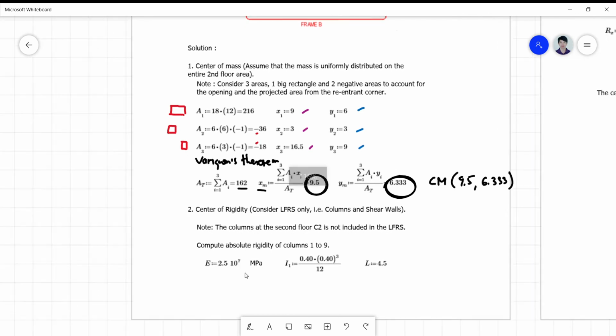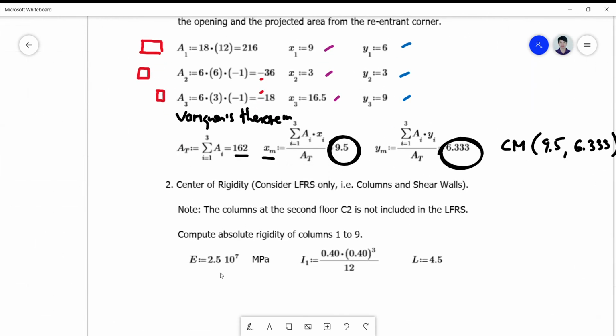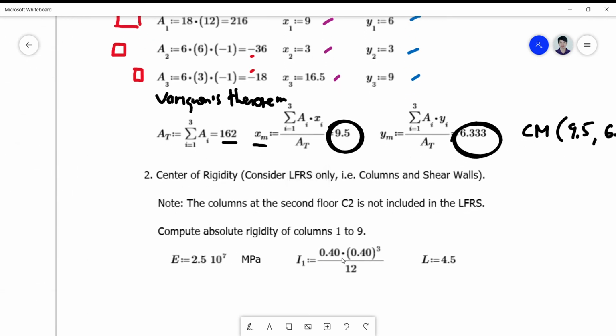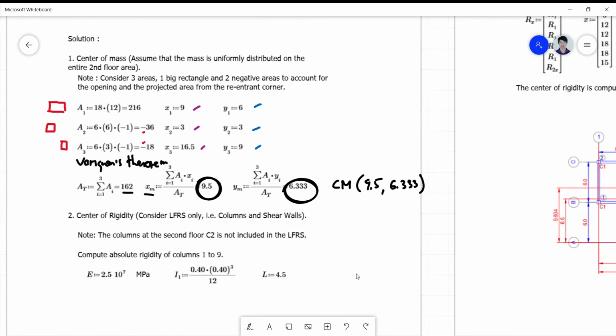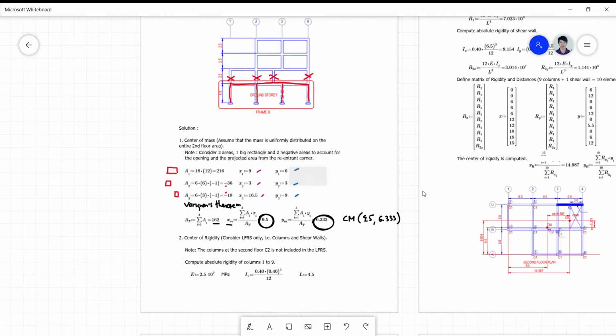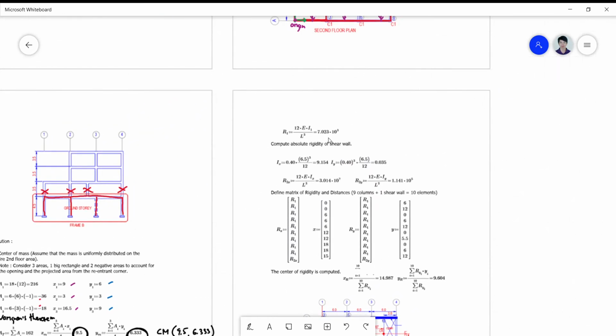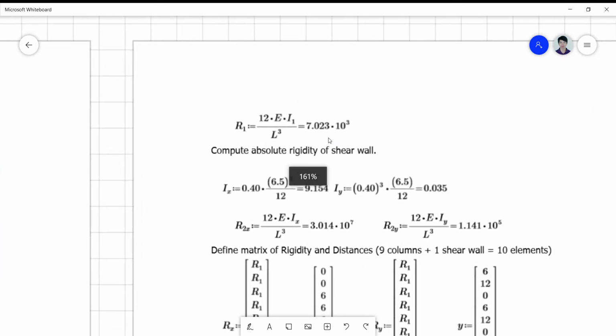So E is, of course, given, it's 2.5 times 10 to the 7, and if we compute for the moment of inertia of the columns of C1, it's simply 1/12 of BH cubed, so this is 0.4 times 0.4 cubed over 12, and L is 4.5. So you might as well make use of the rigidity in terms of 12EI over L cubed.